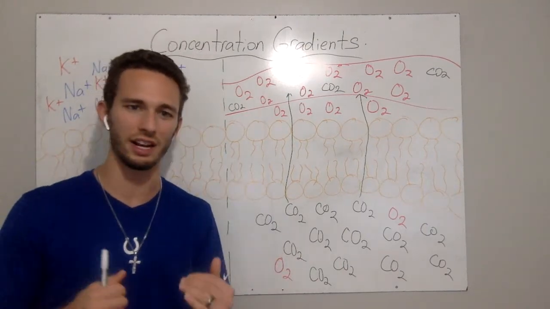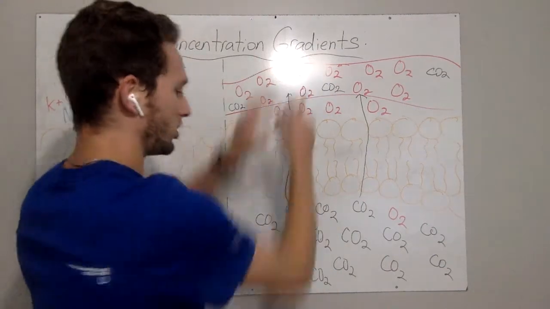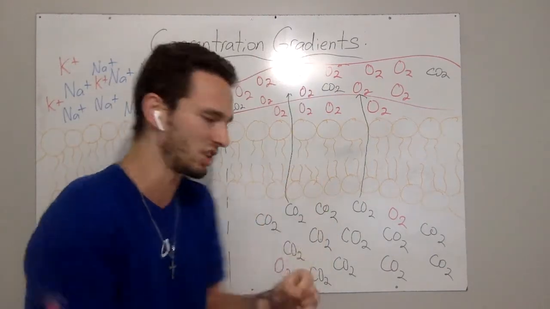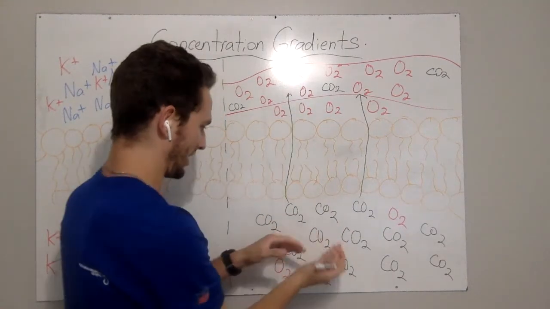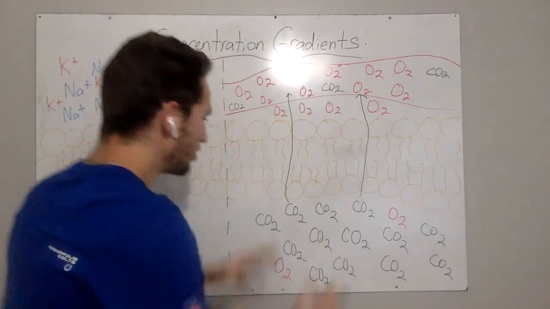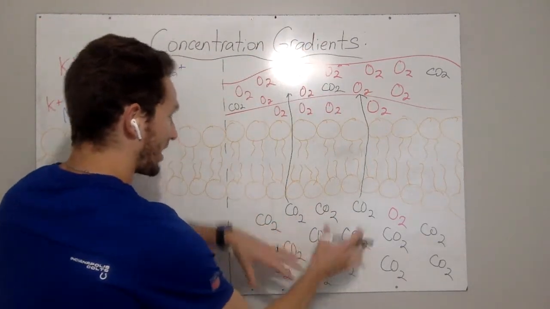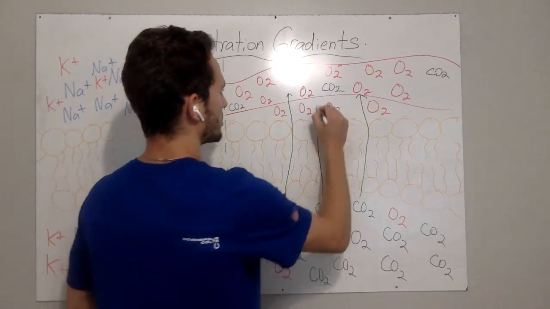So a concentration gradient really is this separation of concentration. There's a high and there's a low, and then there's this tension, like it wants to go from high to low every single time. So inside the cell, there's a lot of carbon dioxide. Outside the cell, there's little, so it's going to move towards the blood vessel.